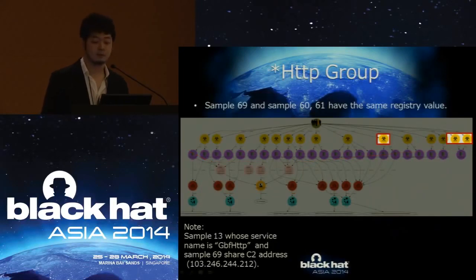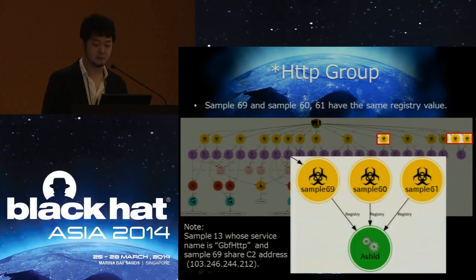And next, sample 69, this, and sample 60 and sample 61 have the same registry value, ASHLD. Note that sample 69 and sample 13, whose service name is GBF HTTP, share the same address. So sample 69 is also related to HTTP group, and then sample 60 and sample 61 are also related to HTTP group.